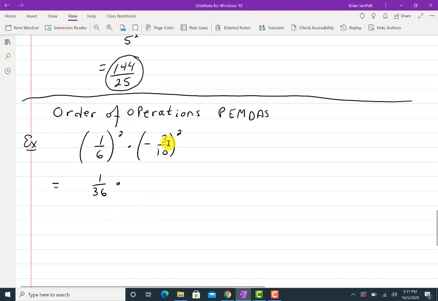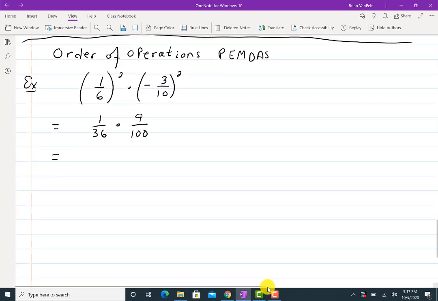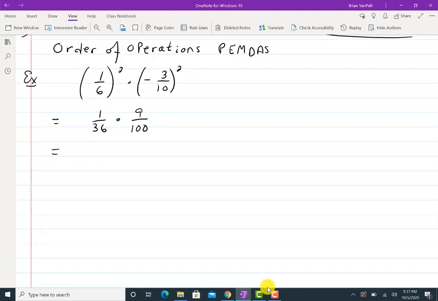Similarly, negative 3/10 times negative 3/10. The negatives will cancel, but if I take 3 times 3, I'll get 9. 10 times 10 will give me 100. And then, as we typically do, simplify as you need. The only thing I see that I can simplify is that 9 goes into 36 4 times. And so I'm left with 1 over 400.